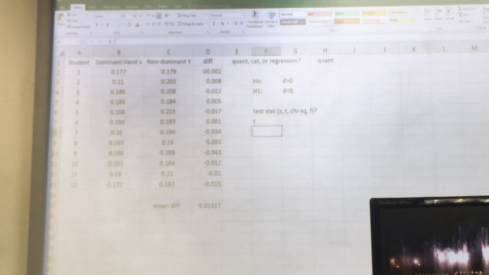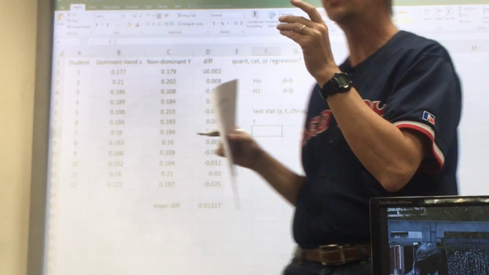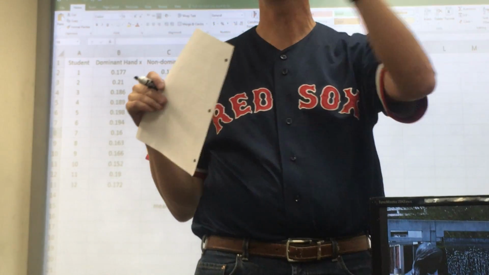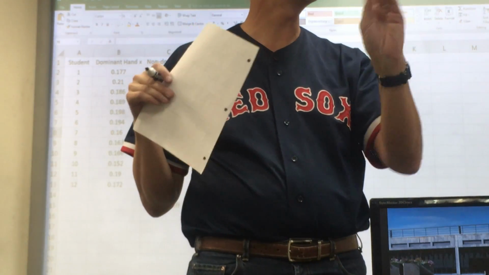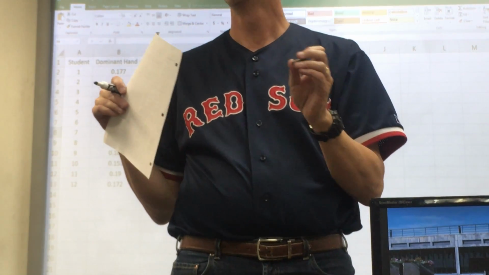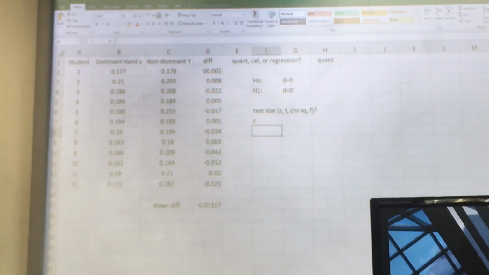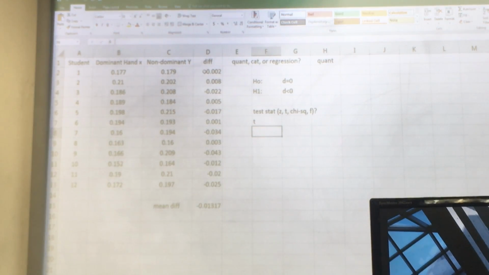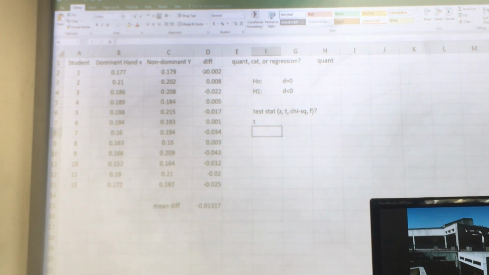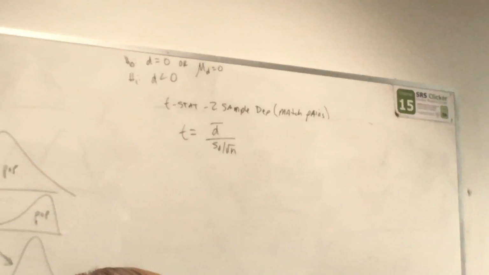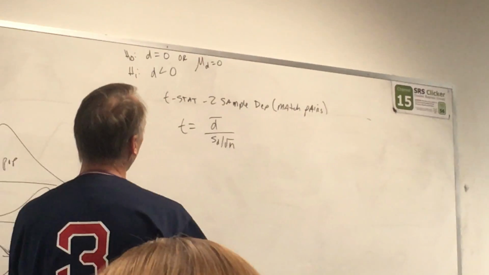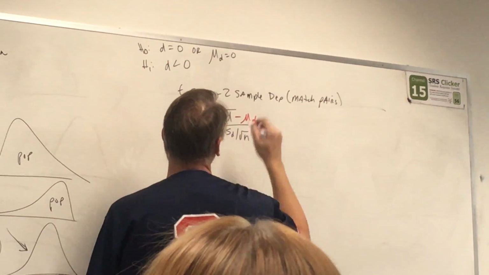Now, I just want to mention this, I should have mentioned it a little sooner. The most difficult test for people to choose is whether it is a paired sample or an independent sample. That's going to be the most difficult for you to choose. This is the easiest one to mix up. In our case, it's a dependent sample, matched pairs. T, this is the equation I'm going to give you, is d bar over s sub d over the square root of n. Now, in your book, they give you a slightly different thing. They say minus mu sub d.